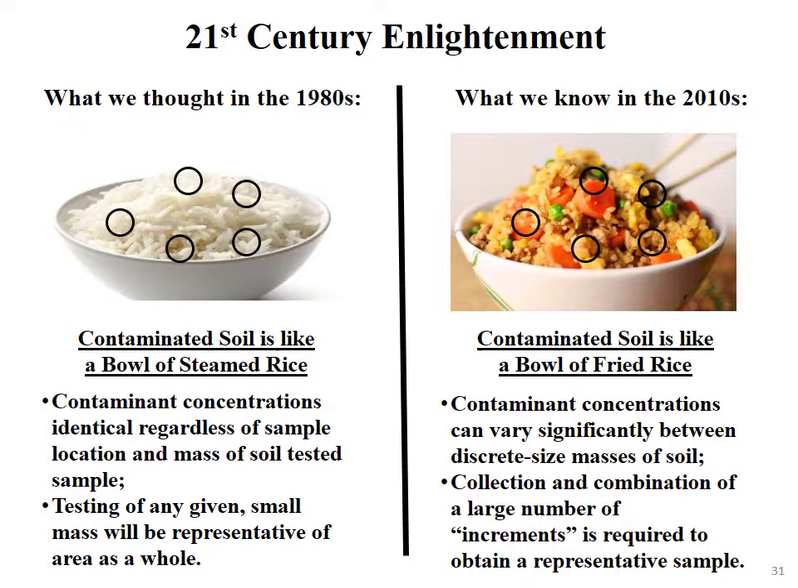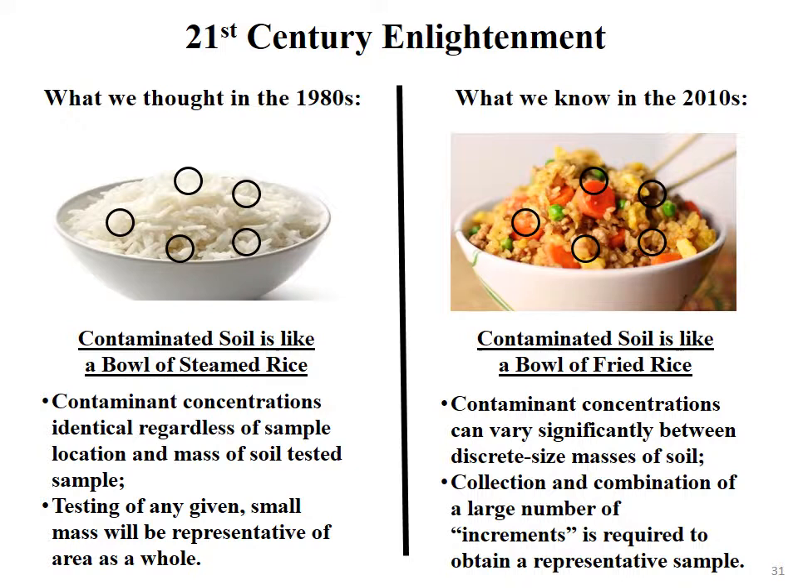What we know now in the 21st century is that contaminated soil is more like a bowl of fried rice. So imagine if your question was, what is the concentration of peas in my bowl of fried rice? Well, what's the maximum concentration of green pea in this bowl of fried rice? If you could zoom in and collect a small enough particle, then you would collect a single pea. So the maximum concentration is, again, 100%, 1 million parts per million. Easy question if it's there. So think about this, even just looking at this: contaminant concentrations can vary significantly between different discrete size masses of soil. If I was collecting discrete samples in here, concentration of peas could vary dramatically between individual samples.